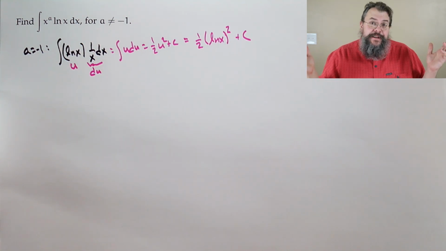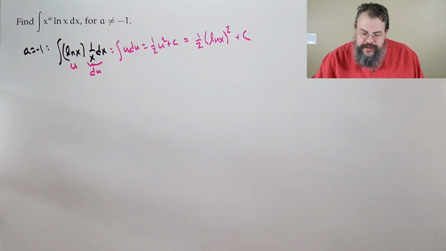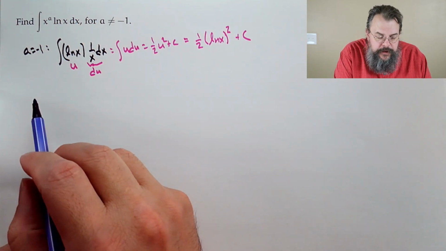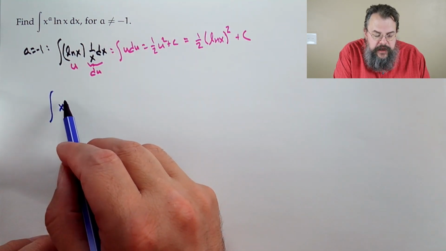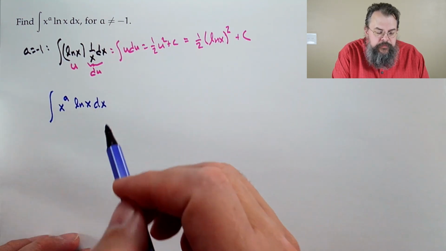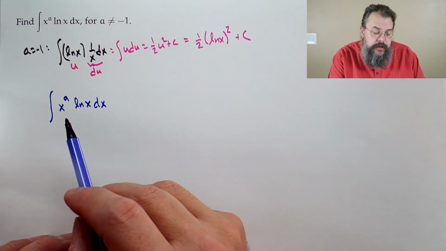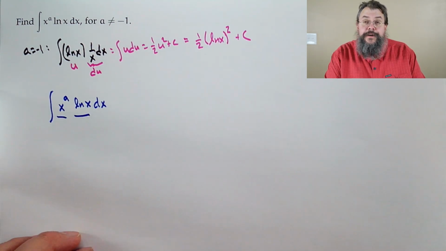But what if a is not -1? Aha, well, that's our problem. So let's try it out and see what happens. So we look at this and say, all right, suppose we have the integral of x to the a natural log of x. So what can we do? Well, what we can do is say, okay, there's 2 parts. Let's try integration by parts.